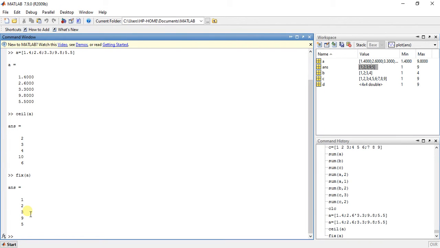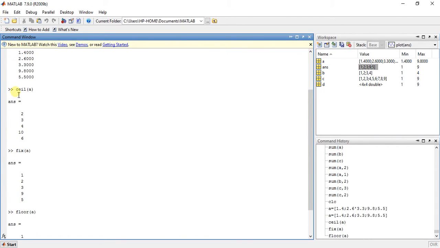Now another function is floor. This function is also like the fix function. It will round towards negative infinity. And compare the answers of fix and floor: 1, 1, 2, 2, 3, 3, 9, 9, 5, 5. So these two functions are similar. Those will round towards negative infinity.